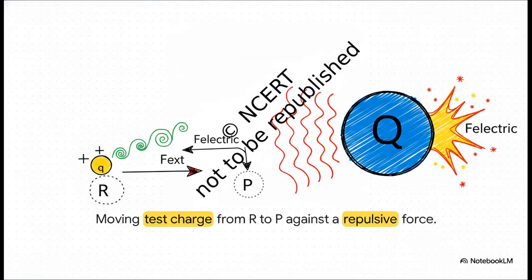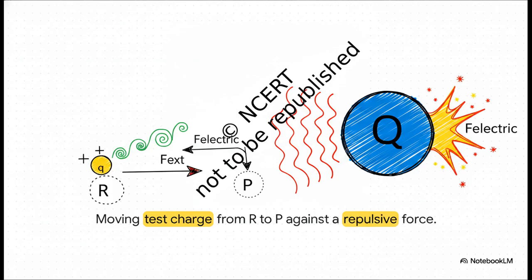Let's introduce our protagonist. Imagine a tiny positive test charge. We'll call it little q, and we're moving it from point R to point P. It's being pushed toward a much larger positive charge, capital Q. Since they're both positive, they naturally repel each other. Now here's the trick. To move q without it speeding up or accelerating, we have to apply an external force that is exactly equal and opposite to that repulsive electric force. We're bringing it in infinitesimally slowly.